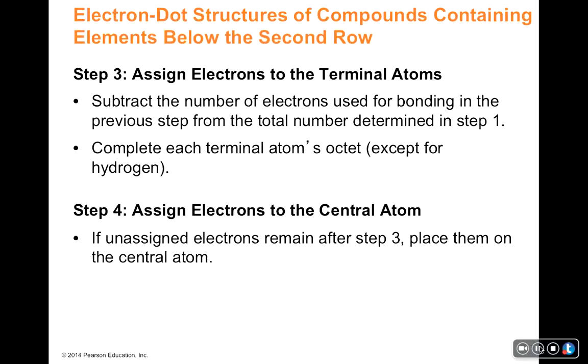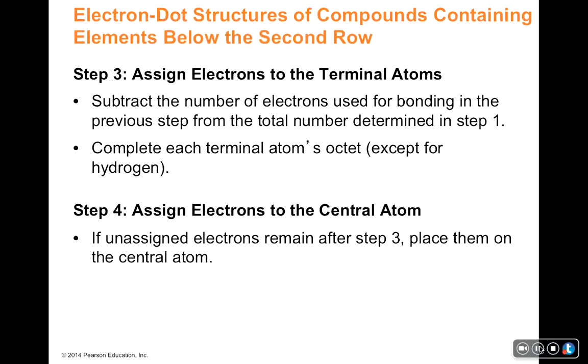Step 3 is to assign electrons to the terminal atoms. So after you have connected all of them, you count up the number of electrons that you have in those bonds that you've connected. Subtract that from the total, so subtract the number of electrons used for bonding from the total, and then complete each terminal atom's octet. So adding those electrons in pairs around the terminal atoms and completing their octet. And any of the lines count as 2, because those atoms are being shared. Essentially that atom feels like it has both of those electrons around it. I'll give you some examples in a little bit about this.